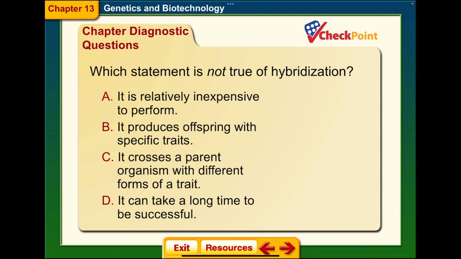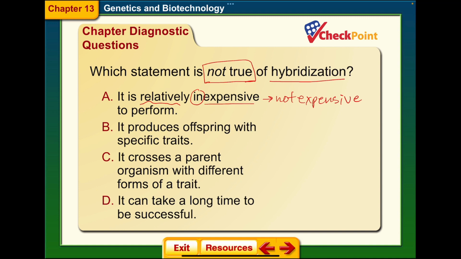It says, which statement is not true of hybridization? Well, let's look at our options. The first one says it is relatively inexpensive. Inexpensive means it is not expensive. It is not expensive to perform, right? We want a statement that is not true.